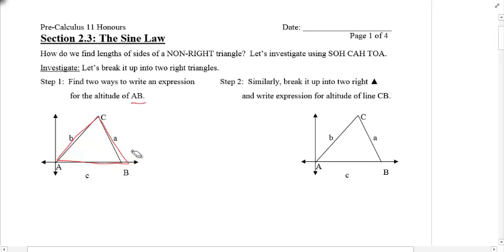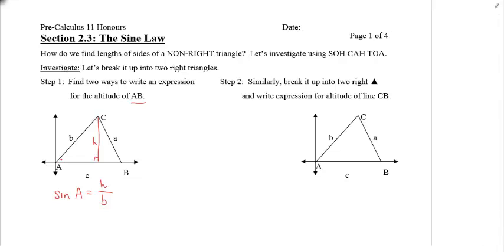Now, the altitude of AB in this example would be right here. So I'll call the altitude H, or the height. And if I ask you to go back to your SOHCAHTOA days, how could you write an expression for the altitude of AB? Well, if I've got angle A here, and I want this height H, and I know the side B, perhaps we can use the sine ratio, sine equals opposite over hypotenuse. Sine of angle A in this case would be equal to the opposite side, which is the letter H, divided by the hypotenuse, which is the letter B. So that's one way of doing it.